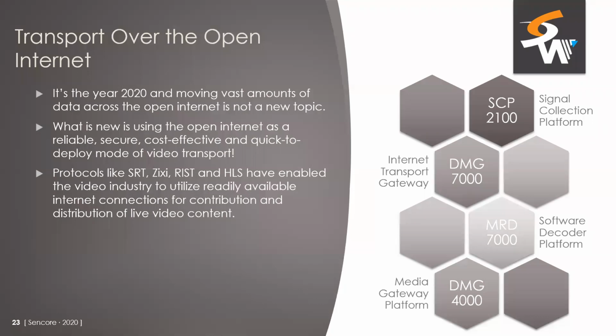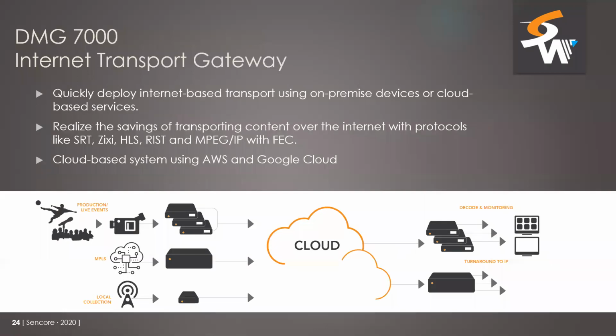So the couple of products I'm going to talk about here on the right-hand side, I just wanted to highlight, but we talked about the SCP, obviously. The next one we're going to talk about is our DMG 7000. Then we'll move on to the MRD 7000 and finally the DMG 4000. So the DMG 7000, this is a perfect complement to the SCP 2100. So this is our Internet Transport Gateway.